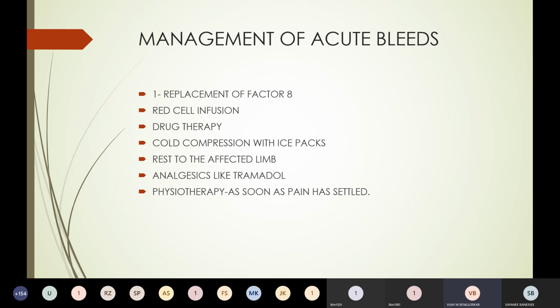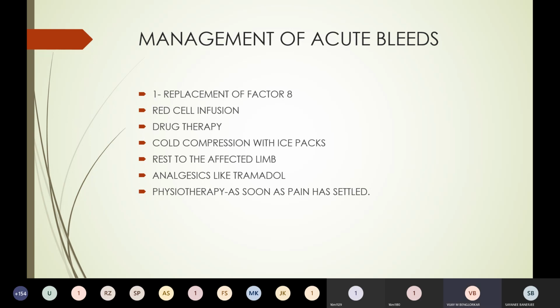And as soon as the acute inflammation subsides, around 5 to 7 days after pain is settled, start the physiotherapy to avoid disuse atrophy of the joint and surrounding muscles.